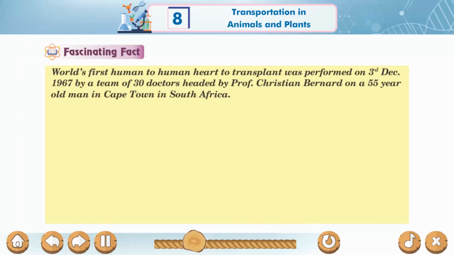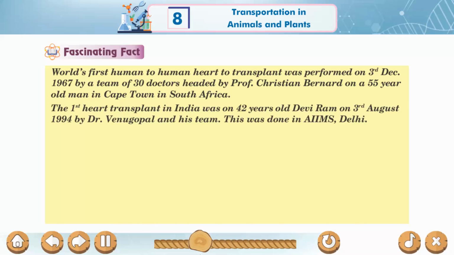Fascinating fact. World's first human-to-human heart transplant was performed on 3rd December 1967 by a team of 30 doctors headed by Professor Christiaan Barnard on a 55-year-old man in Cape Town in South Africa. The first heart transplant in India was on 42-year-old Devi Ram on 3rd August 1994 by Dr. Venugopal and his team. This was done in AIIMS, Delhi.